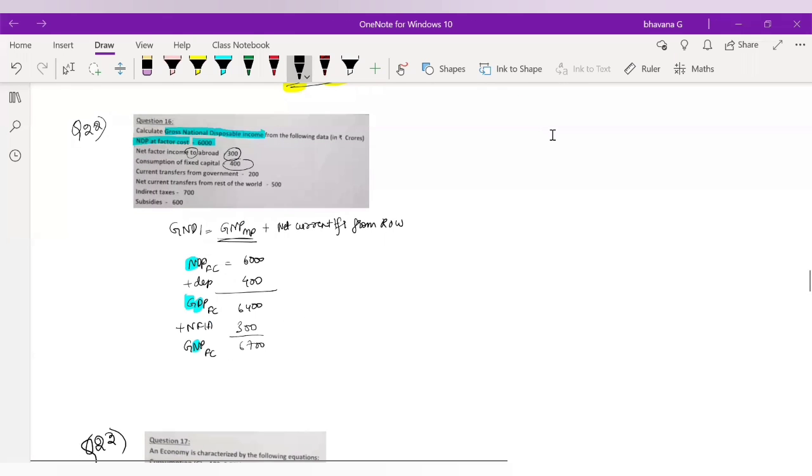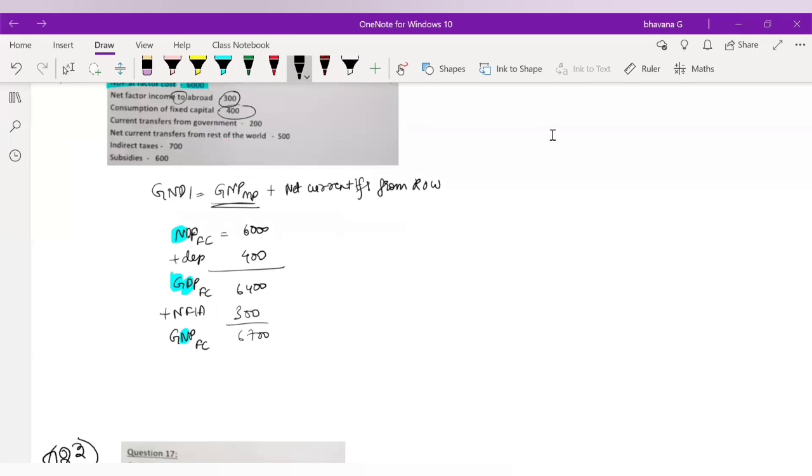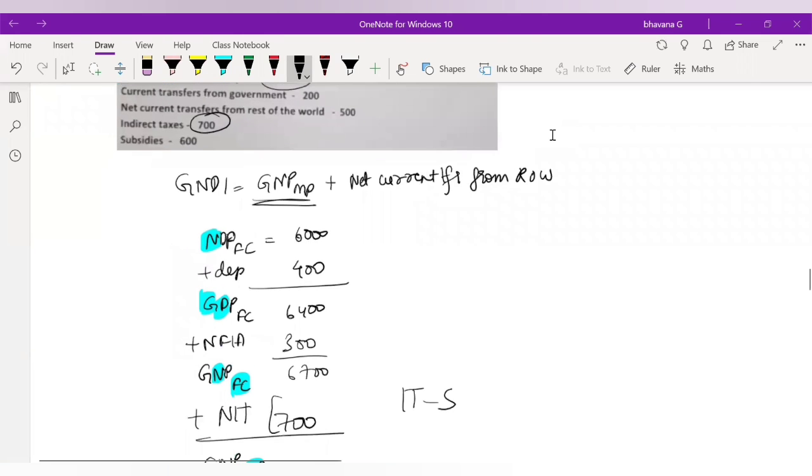Finally, you will find your GNP MP. The final element you have to do is transfer factor cost to market price. You will do plus net indirect taxes. Net indirect taxes is nothing but indirect taxes minus subsidies. So here indirect taxes is 700. One second guys. Sorry, I just made a mistake.